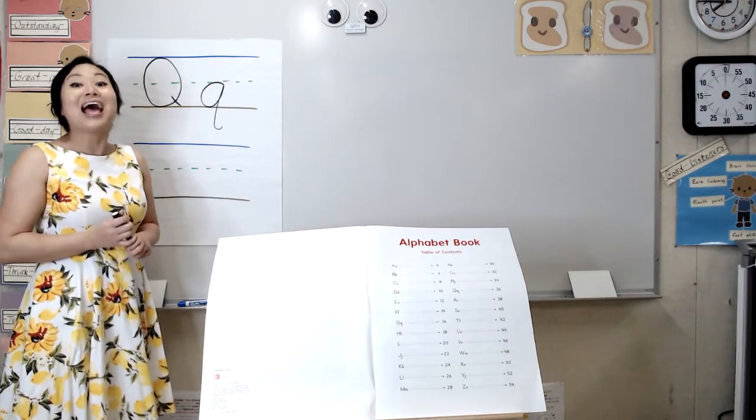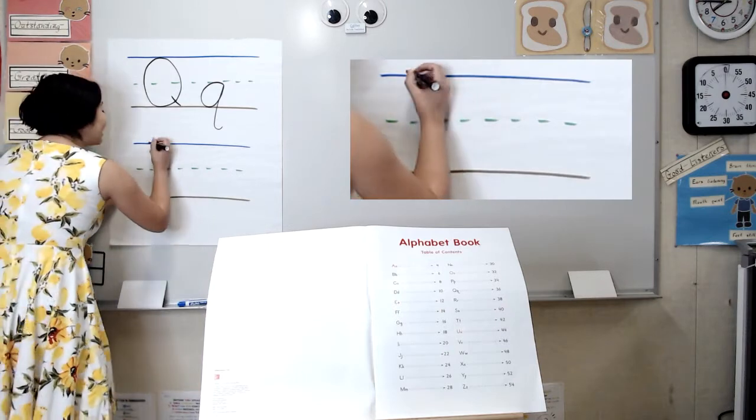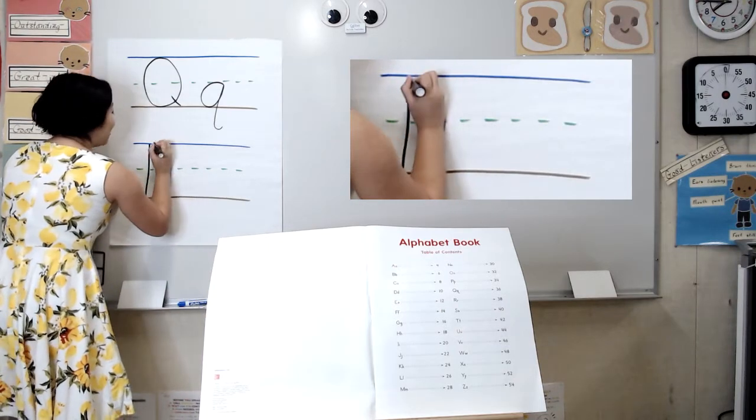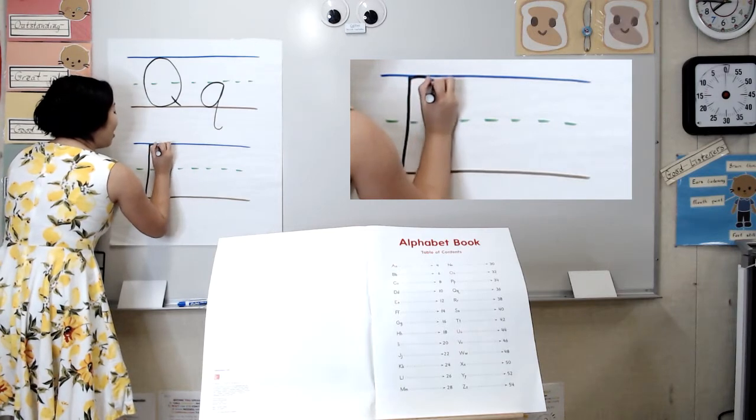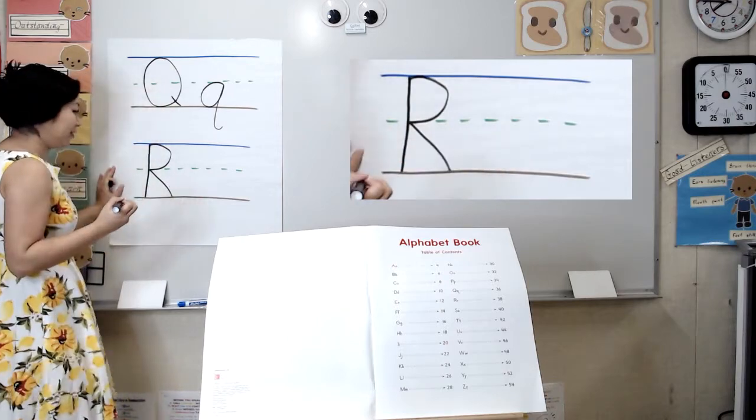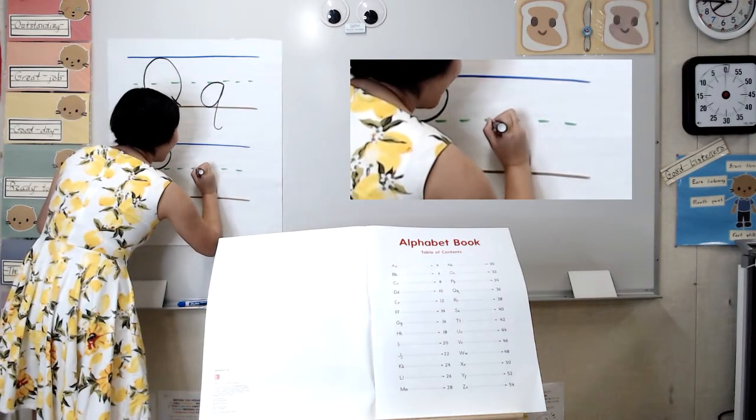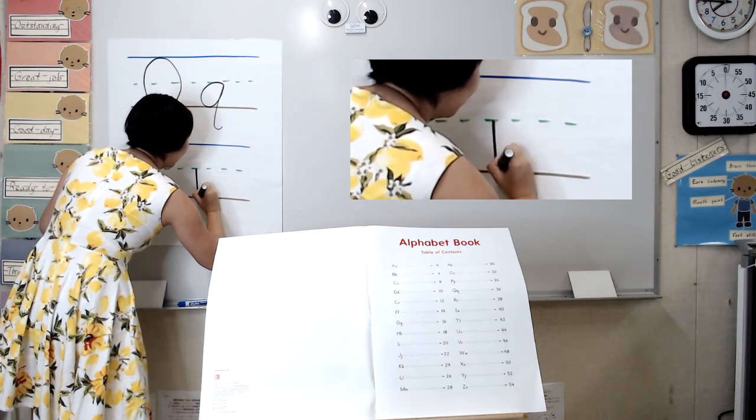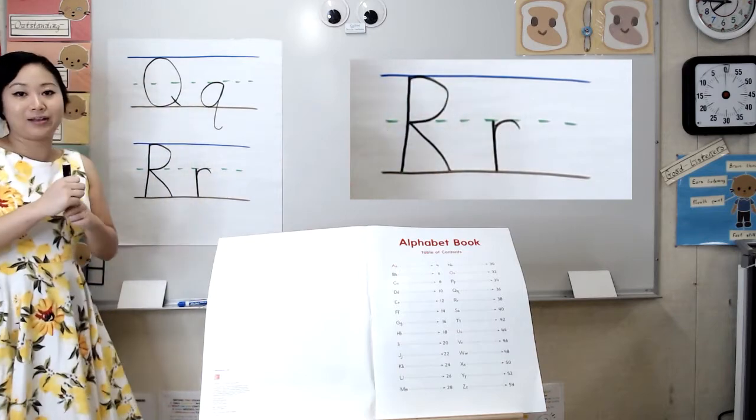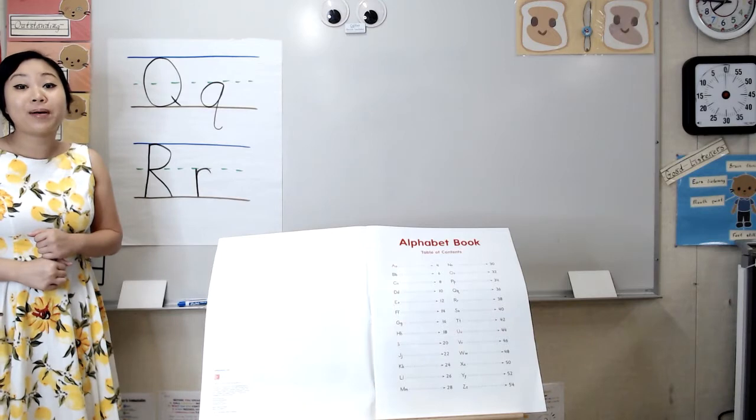All right, friends, let's look at our next letter. For the letter R, I start in the sky, touch the ground, back to the sky, bubble around, diagonal down. For lowercase r, I start in the grass, slide down, slide up, and a small hook. That is the letter R. What do you notice about the letter R?